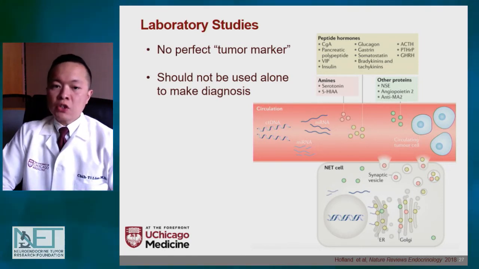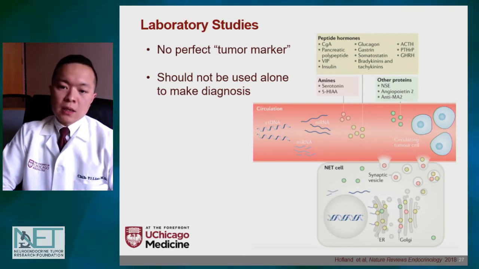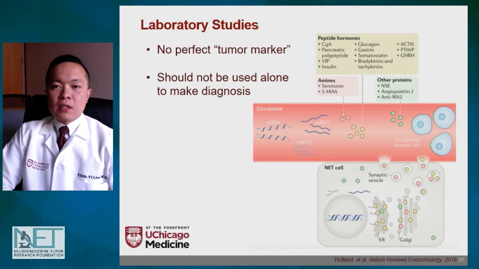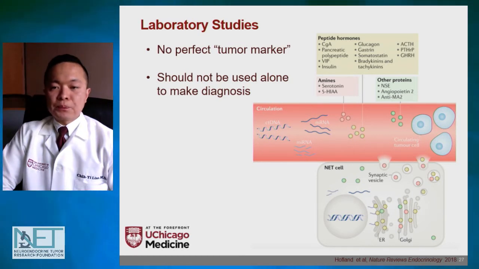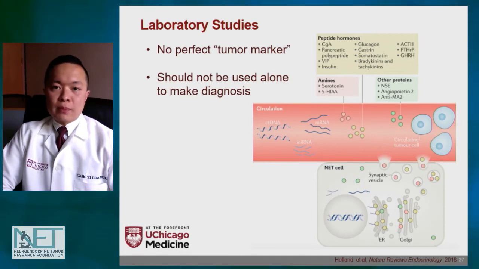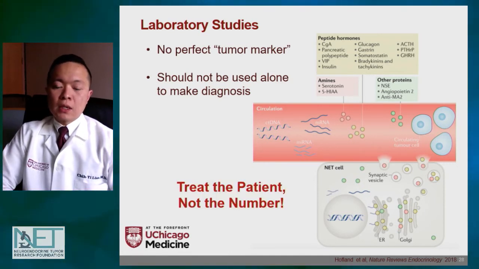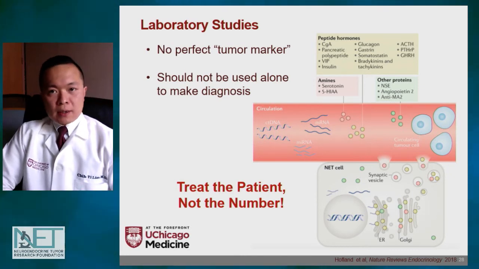And so in general, we should not be using the markers alone as a means of diagnosis. Sometimes they can tell us prognostic information, such as the 5-HIAA, and sometimes significant trends and changes in the markers can give us a sense of how the patient is responding to treatment. However, in general, we shouldn't be relying solely on the markers to make our treatment decisions. So in other words, we should treat the patient and not the number.